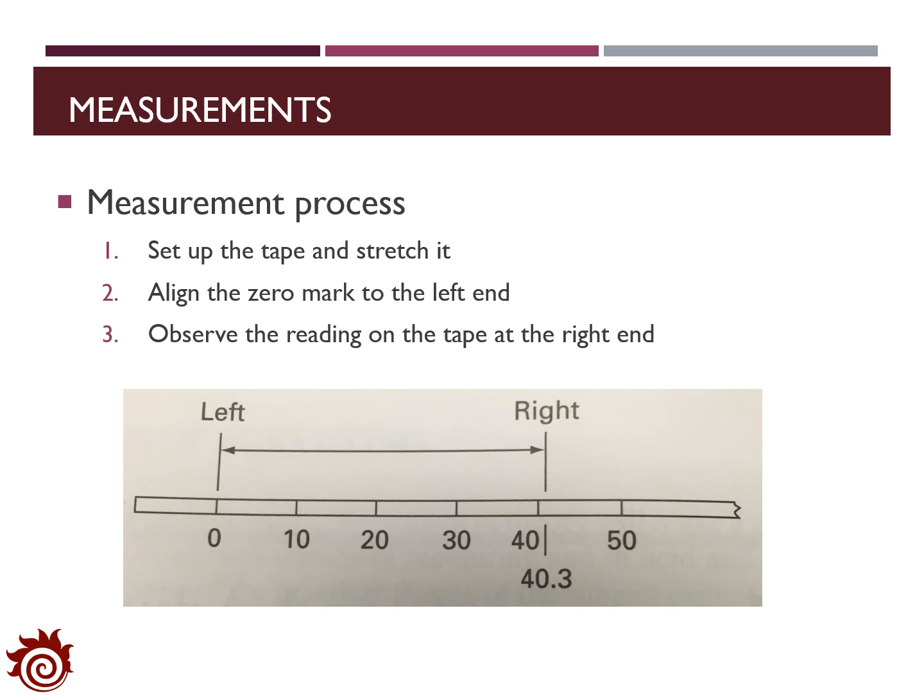There are some standard procedures for us to use the instrument to conduct the measurements. Here, let's take the length measurement as one example. First, if we want to measure the length of one object, we have to set up the tape and stretch the tape with the appropriate force. And then we will align the zero mark to the left end and observe the readings on the tape at the right end. The reading from the tape is just the length measured by the tape.